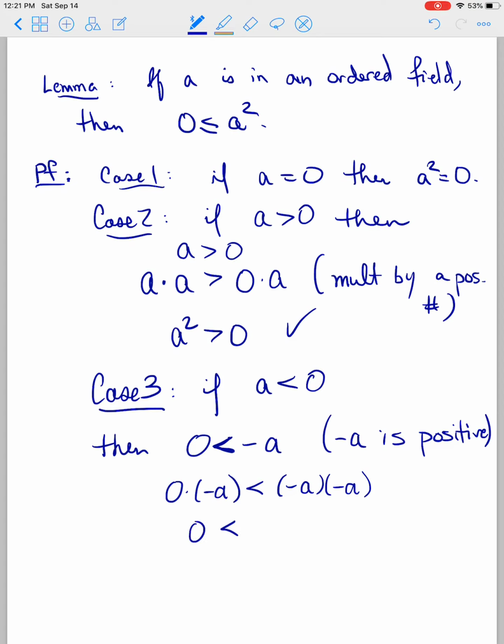And then again, we're going to get negative A times negative A. It was one of the earlier properties, I think maybe one of the ones you did for homework, that this is going to be equal to a positive A squared. So in all three cases, we see that A squared is going to be greater than or equal to 0, so we are done.